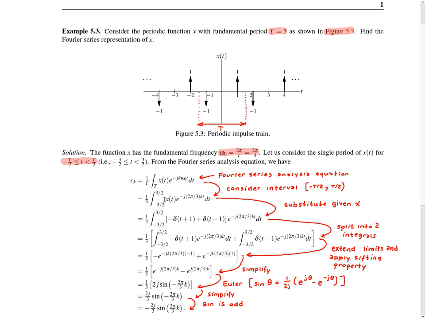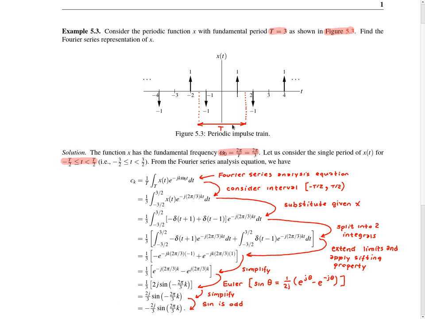The first thing we're going to need to do is substitute in for x the actual expression that we're integrating. So in this particular case, we're integrating from -3/2, which is here in the graph, to +3/2, which is here. In other words, we're integrating over the range that's indicated by this double-ended arrow here. It's an interval of length 3.